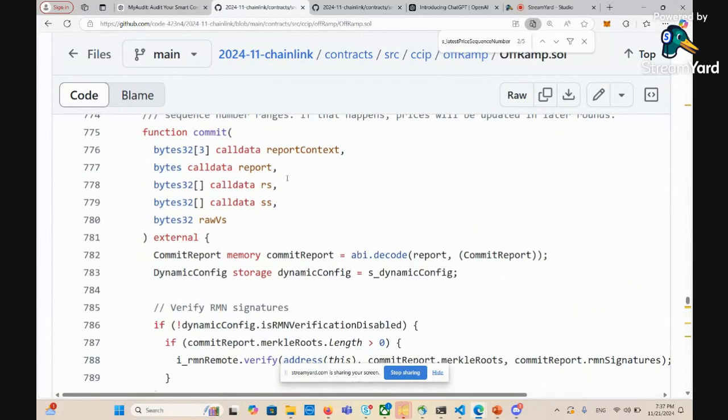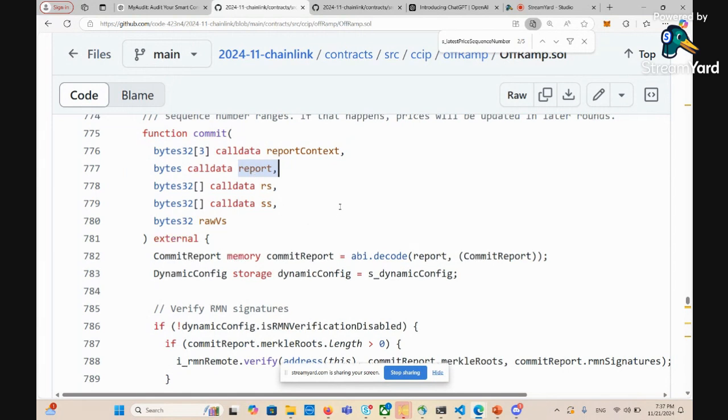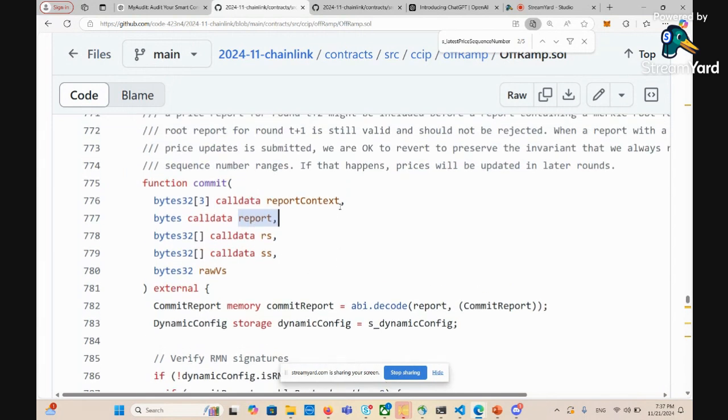Okay, so let's go back to the commit function over here. It's going to be executed under a particular report context and report. Both of them are going to be signed by the DON signature. First of all, we have two groups of people. The first group of people is called RMN, which stands for Risk Management Network. Basically, it's a contract, the RMN remote, which we talked about in the last video. So that's one group of people.